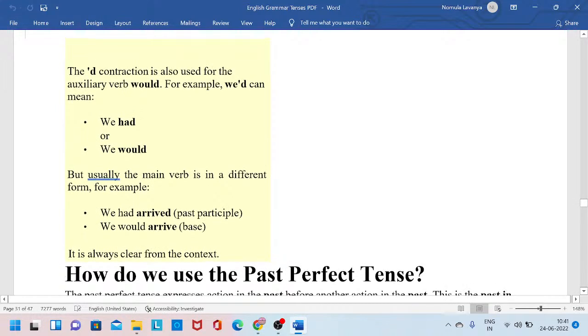And quickly let's move. The 'd contraction is also used for the auxiliary verb would. Apostrophe d is mentioned like would. For example, by seeing this we can think it is we would, it's not we had. So we'd can mean we had or we would. By seeing the sentence, we have to see whether it is we would or we had. But usually the main verb is different for the form. We had arrived, past participle. We would arrive, this is base. It is always clear from the context.